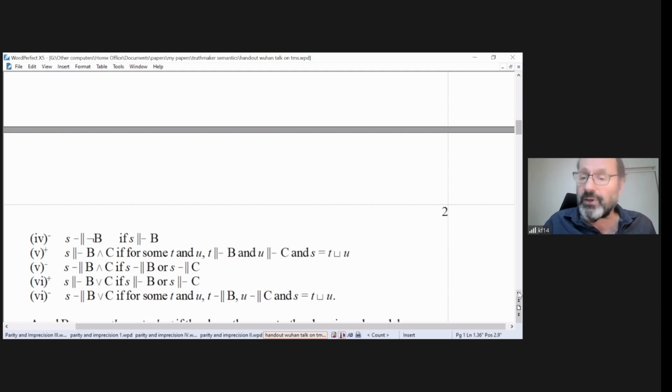The clause for conjunction is simply that a truth maker for B and C... Sorry, there's the other clause. A falsity maker for B and C is either a falsity maker for B or a falsity maker for C. So the relevant way of making a conjunction false is to make one of the conjuncts false.